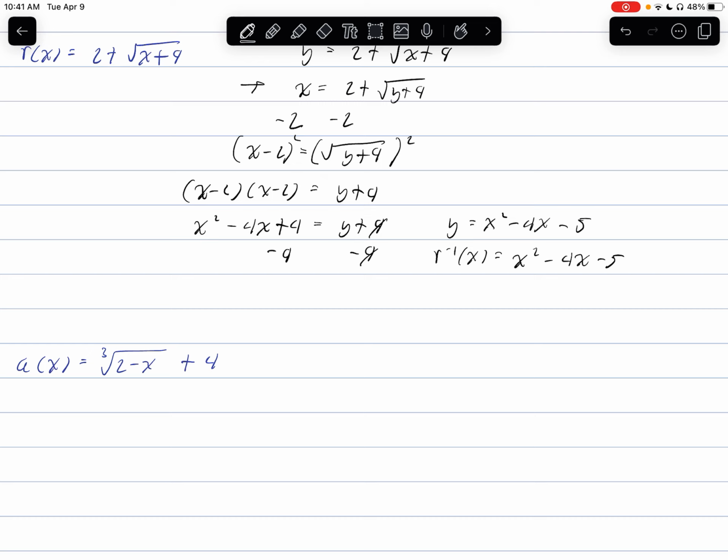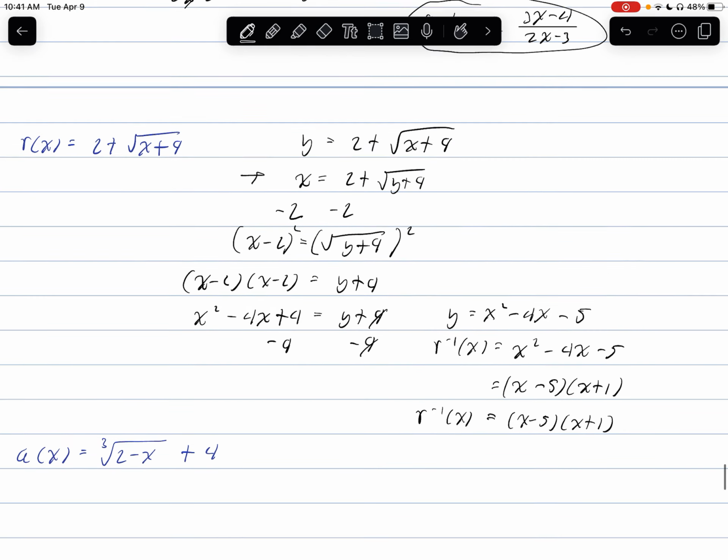But we have negative 5 and 1, which should be a good way to factor this, right? So we could have x minus 5 and then x plus 1. So negative 5, and then we have, yeah, that should work, right? So that's the factored version of this. So we have r inverse of x is equal to x minus 5 times x plus 1. Not bad.